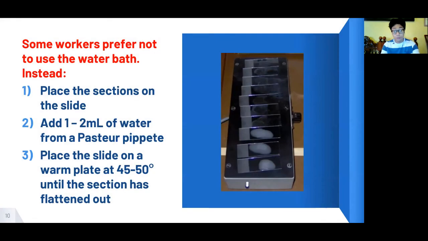Some workers prefer not to use the water bath. Instead, they place the sections on the slide, add 1 to 2 ml of water from a pasteur pipette, and then place the slide on a warm plate at 45 to 50 degrees until the section has been flattened out.